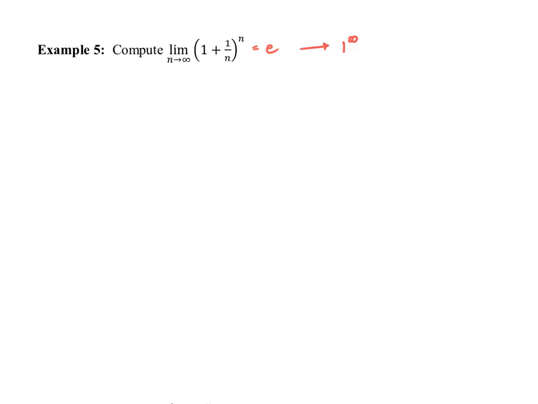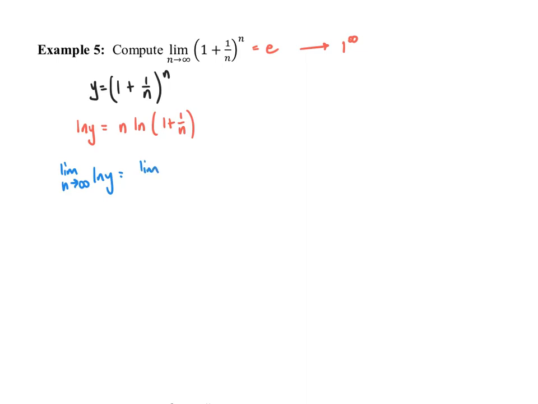All right, let's go ahead and set up our y equals 1 plus 1 over n to the power of n. We're going to take the natural log of both sides. I'm going to save a step here and apply that property of logarithms that we did in the last problem just to save ourselves a step. Then we're going to take the limit as n goes to infinity of the natural log of y, and the limit as n goes to infinity of n times natural log of 1 plus 1 over n.